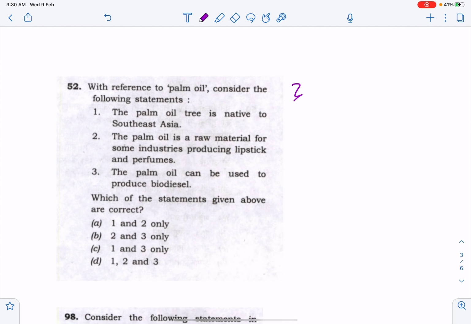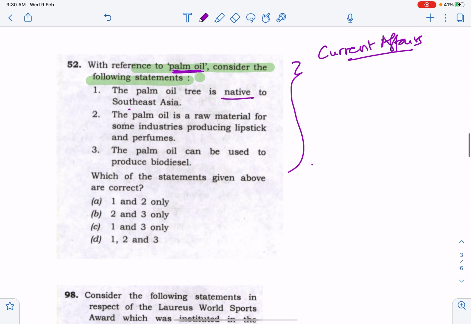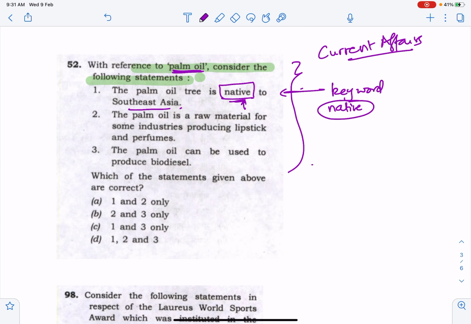Now this question seems like a static question, but it is also related to current affairs. Okay, it is also related somewhat to current affairs because palm oil was a lot in the news. So with reference to palm oil, consider the following statement. Palm oil tree is native to Southeast Asia. यहाँ कीवर्ड क्या है? In my last class I told you to check the keyword. यहाँ पे इन्होंने कीवर्ड इंसर्ट किया है नेटिव. Don't lose focus on this word. नेटिव ये पढ़ना जरूरी है.